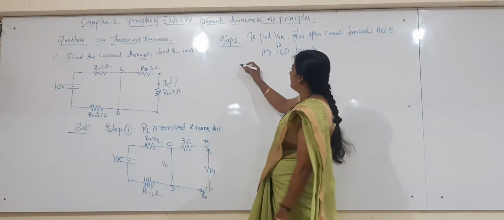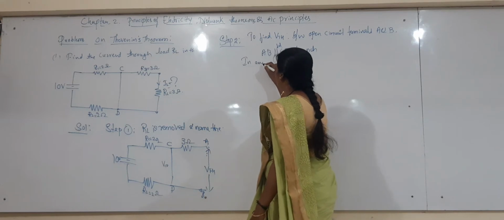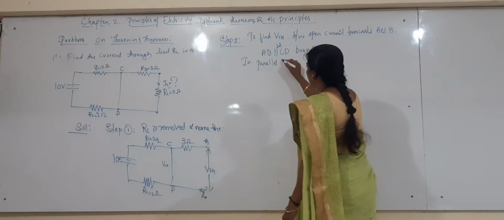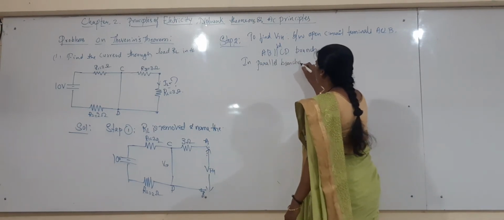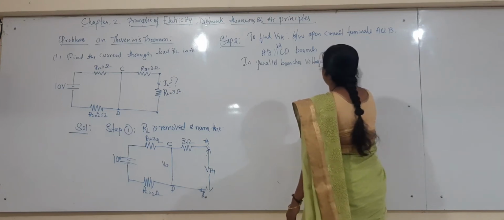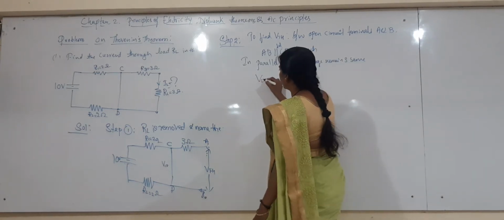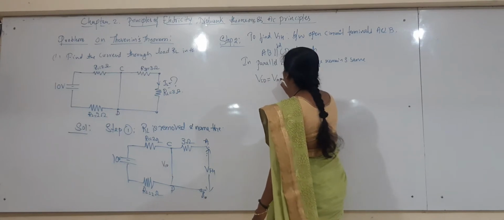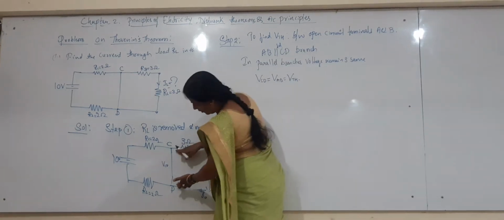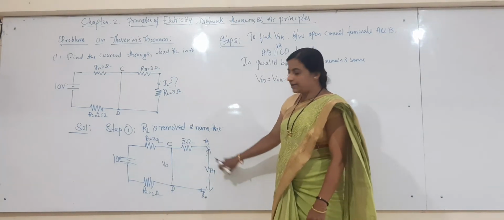In parallel branches, the voltage is always the same. In parallel branches, voltage remains the same. Therefore here the voltage across VCD is equal to VAB, which is also called the VTH voltage. So we have to find the VCD voltage, which is the same as our VTH voltage. So we have to determine that VCD.